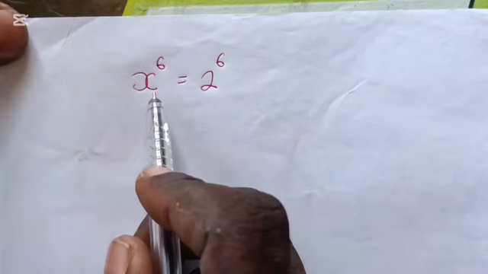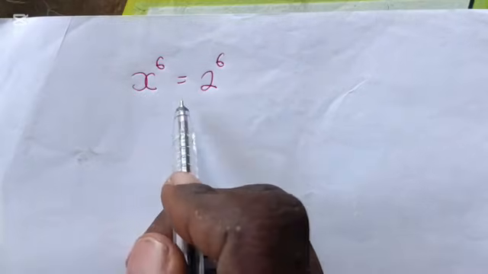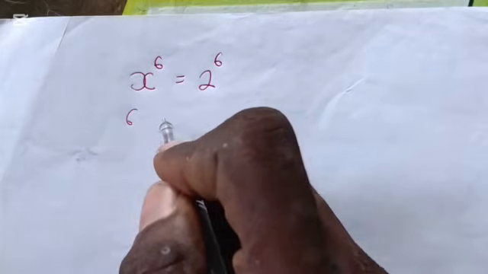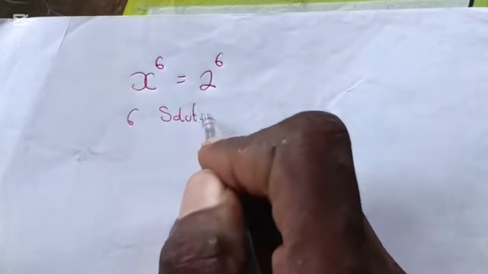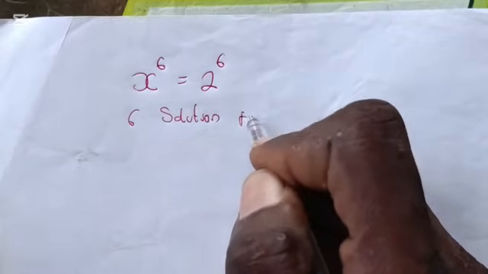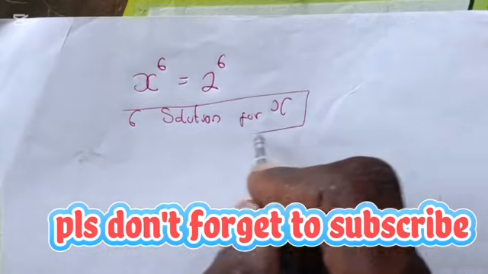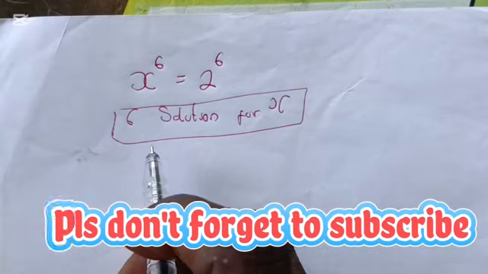Now, looking at this question, we have x raised to the power of 6 is equal to 2 raised to the power of 6. There are six solutions for x. So we have 6 solutions for x. That's what we are going to be looking at in this video.